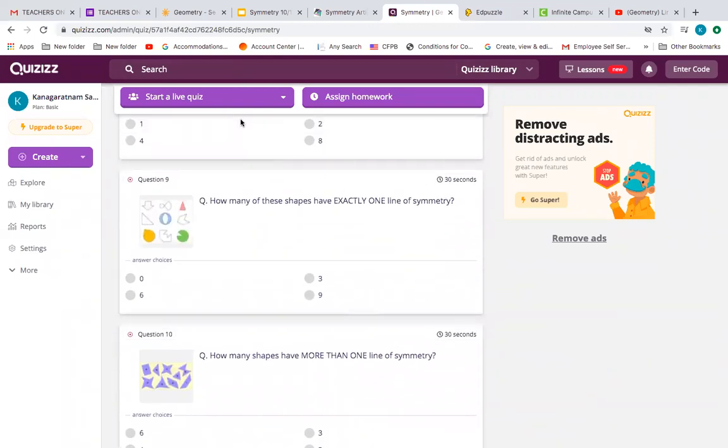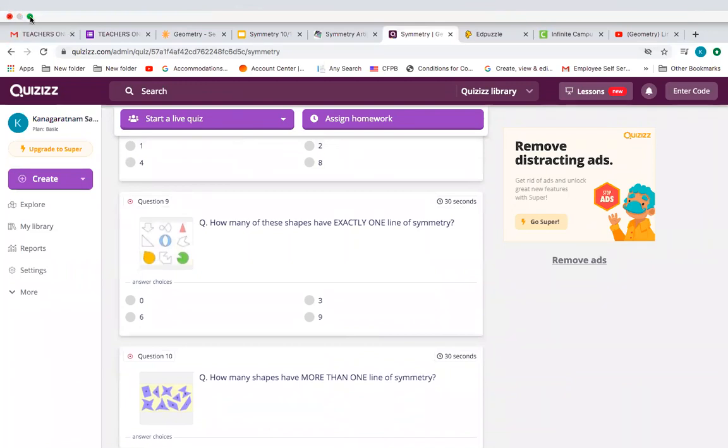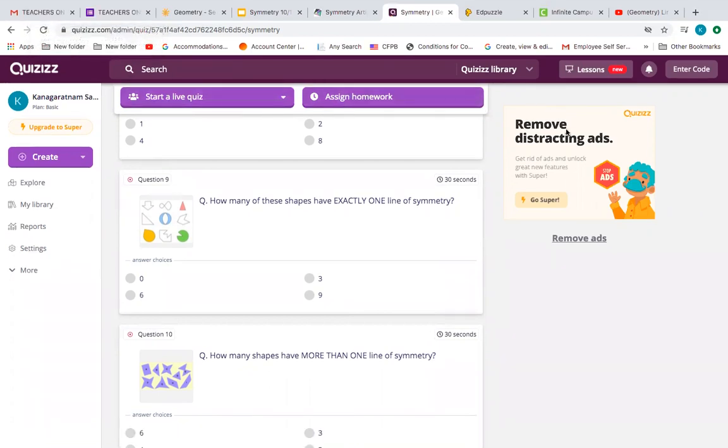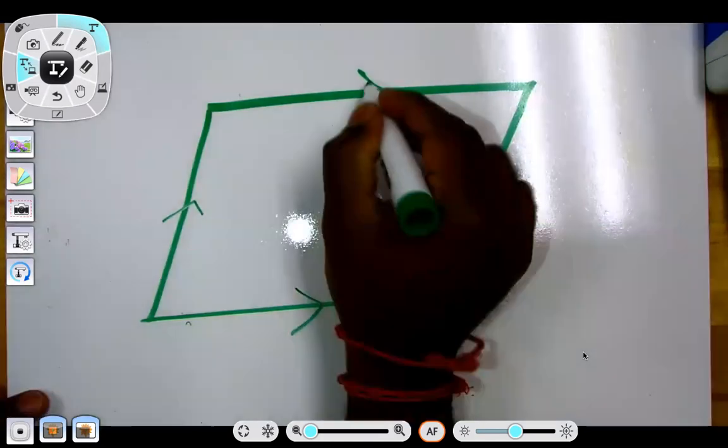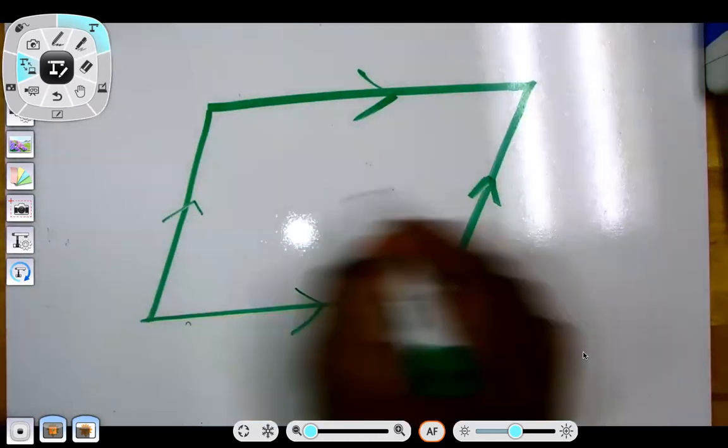Let's see. I'm going to show you one more thing, and then we will call it for the day. So what is this shape? This is called a parallelogram because these two sides are parallel, and these two sides are parallel.